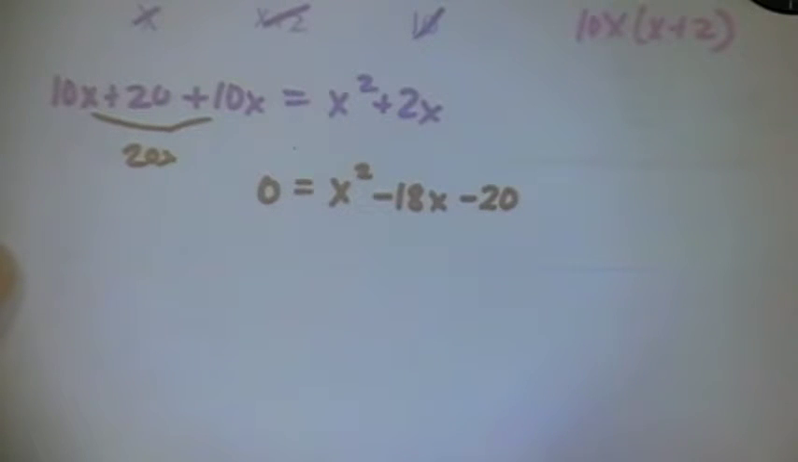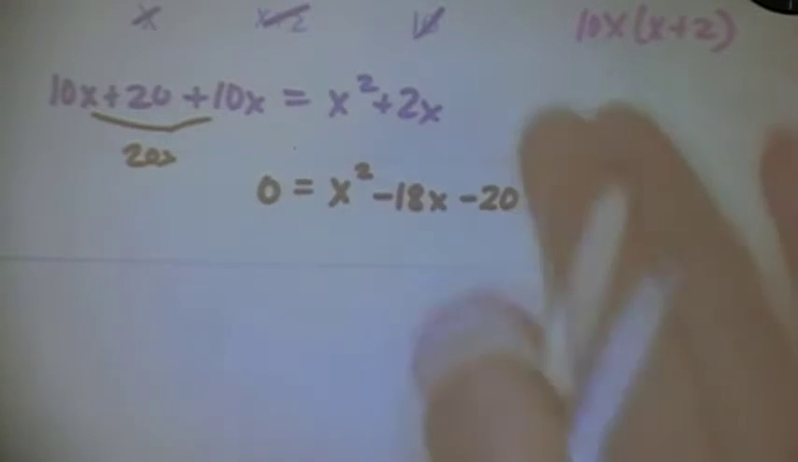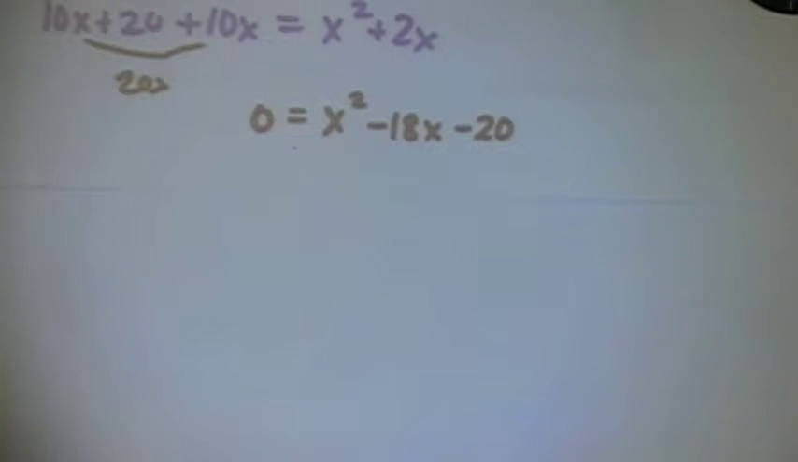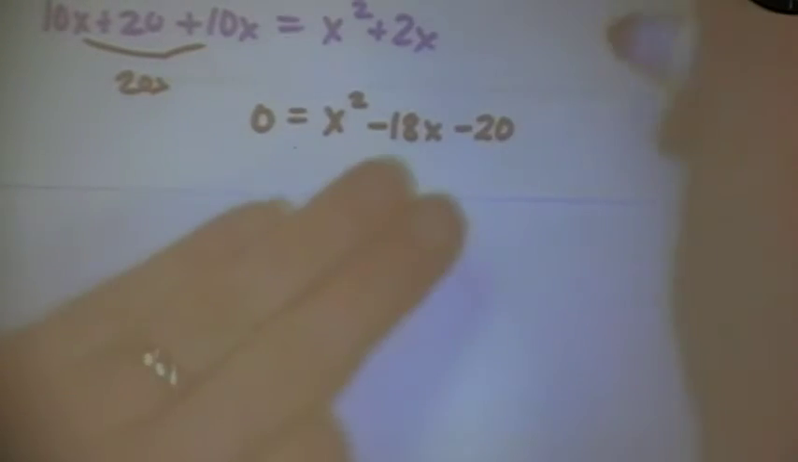There are no factors of 20 that equal 18. Boo. So what does that mean we have to do? Quadratic formula. Yes, unfortunately. So the quadratic formula is negative b plus or minus the square root of b squared minus 4ac, all over 2a.